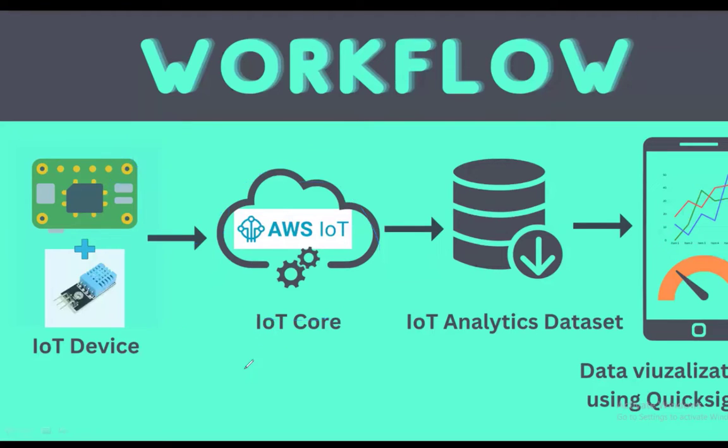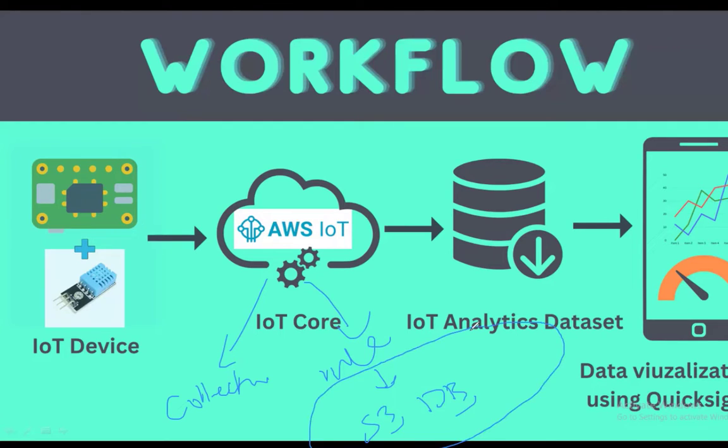So with IoT Core, there are 2 things you can do. One is collecting data from devices, and from here you can create a rule to send data to S3 or a DynamoDB database. So you can interact with all different types of AWS services here. S3 is a storage service, DynamoDB is also a storage service, or you can write a program using functions. You can use Lambda function, which is serverless.